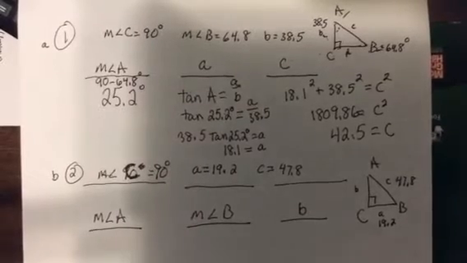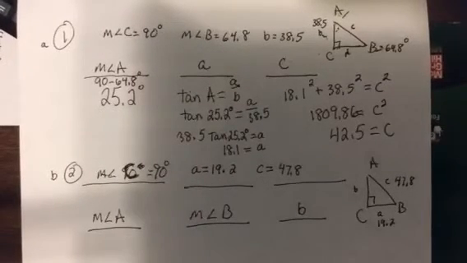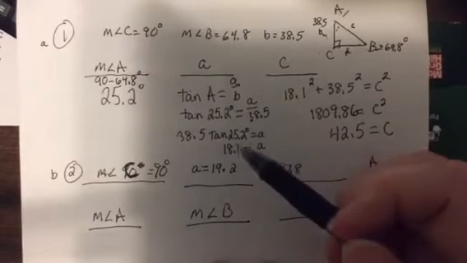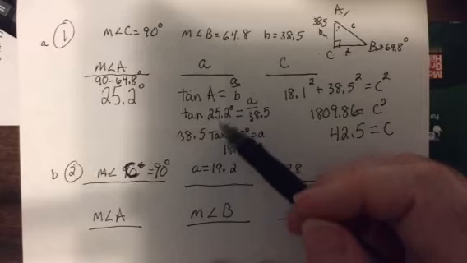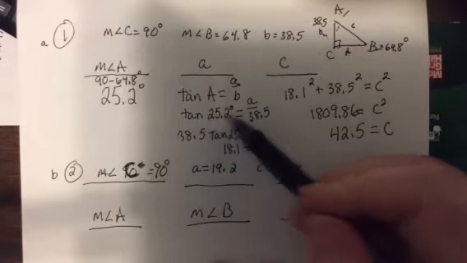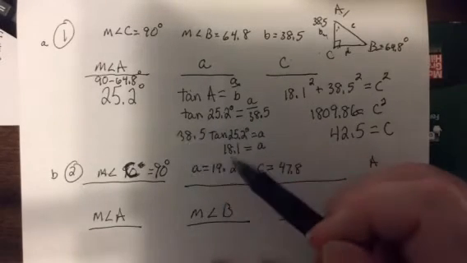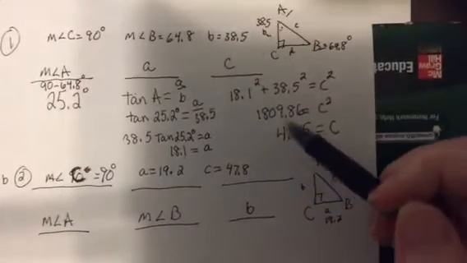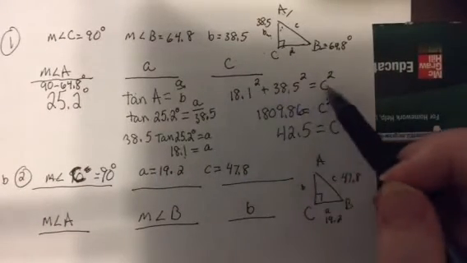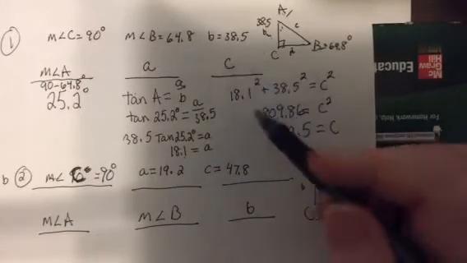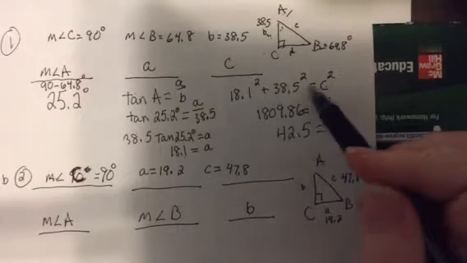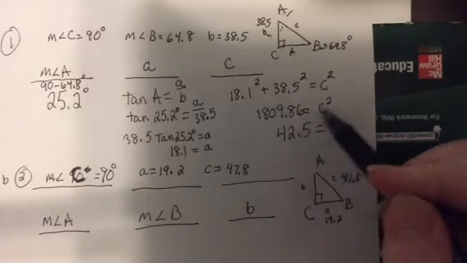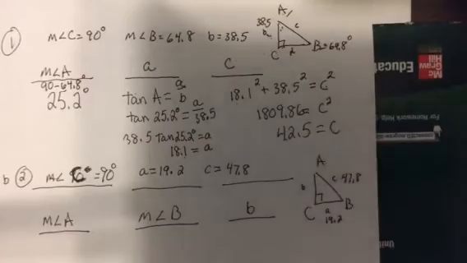Okay, so again, if you got all these four right from the answers, you don't have to watch this video, but I finished this up. So I did tangent of 25.2, then I multiplied it by 38.5 and got 18.1. Then I used Pythagorean theorem to find C. A squared plus B squared equals C squared. Put that in there, found it, and then took the square root of both sides.